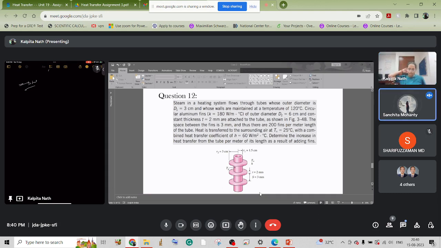No, ma'am, wait a minute. You have to find out the difference. One will be with fin and one will be without fin. And with fin also there will be two parts. One will be the fin portion, another will be the spaces between the fins. So tell me what for the fin you have found out. Ma'am, heat transfer with fin and without fin was 30.78.